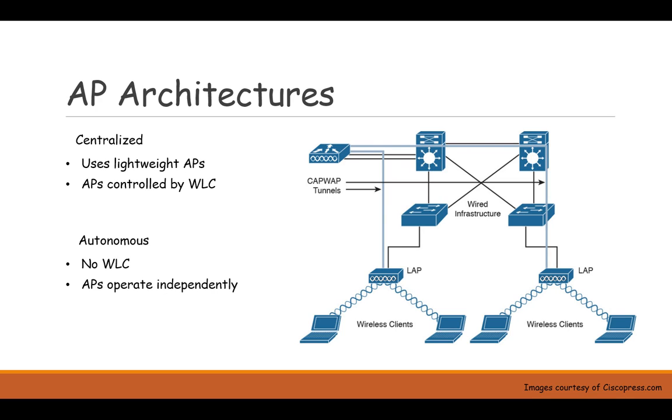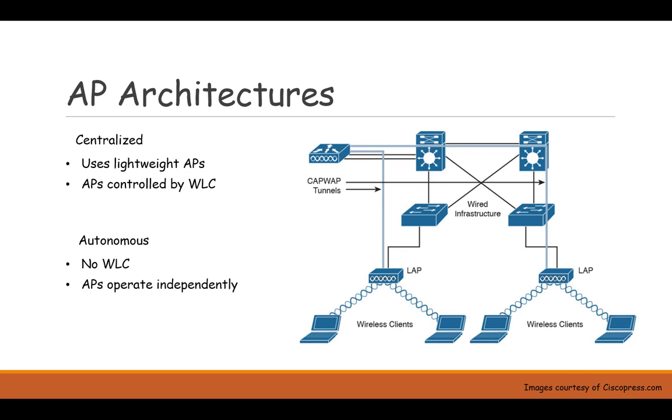In the centralized design, we use lightweight access points, or LAPs. You might hear it pronounced LAPs. These access points are controlled by the Wireless LAN Controller, or WLC. The access points are generally not operational independently. They have enough brain power to be able to boot up and look for a wireless controller, and that's about it. They need to be told how to do anything and everything else.